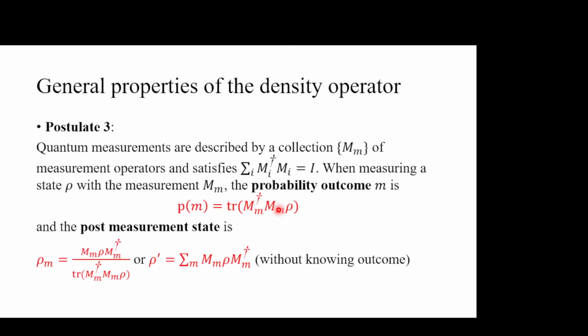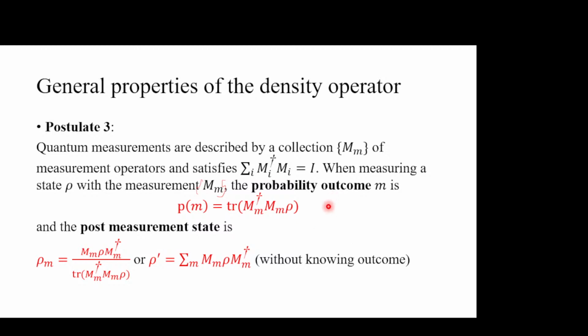And for measurement, we have this more complicated formula. Once again, measurements are described by a collection of measurement operators M m such that the summation of M m dagger M m equals identity. If you measure a density matrix rho with this measurement set, there will be a probability of getting each outcome. The probability of each measurement outcome is the trace of M m rho M m dagger, or M m dagger M m and rho, because the trace is cyclic.